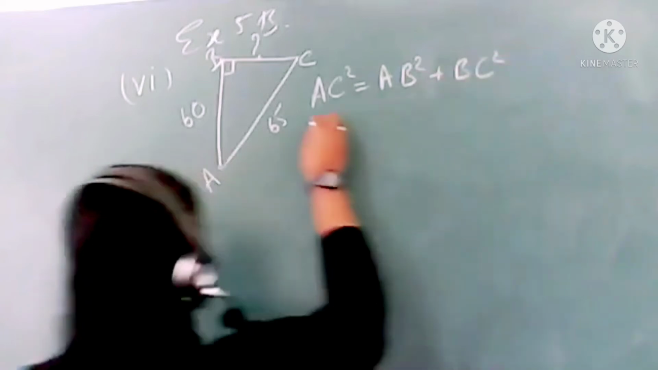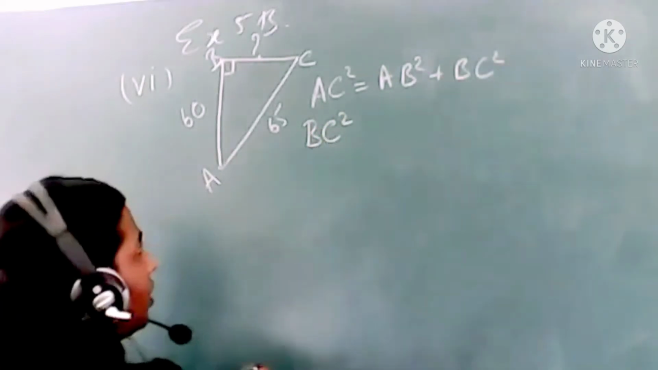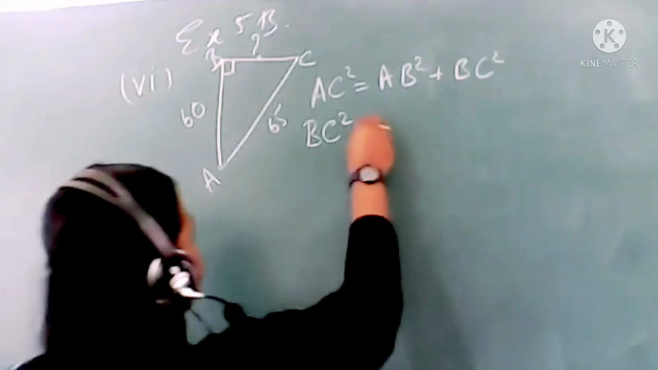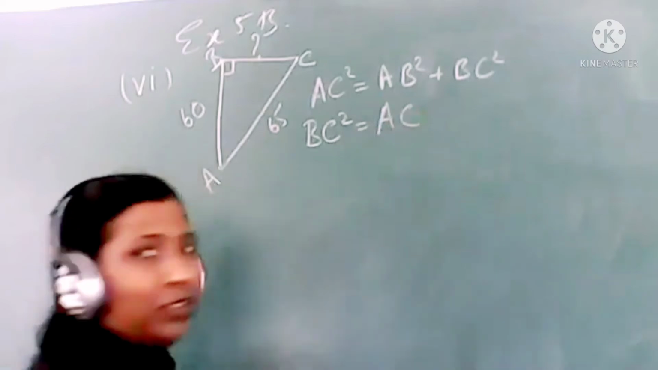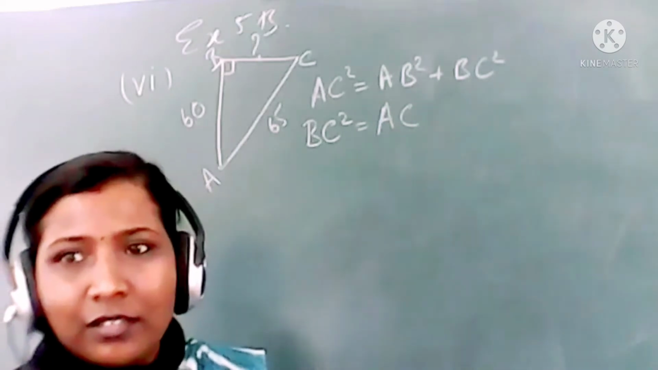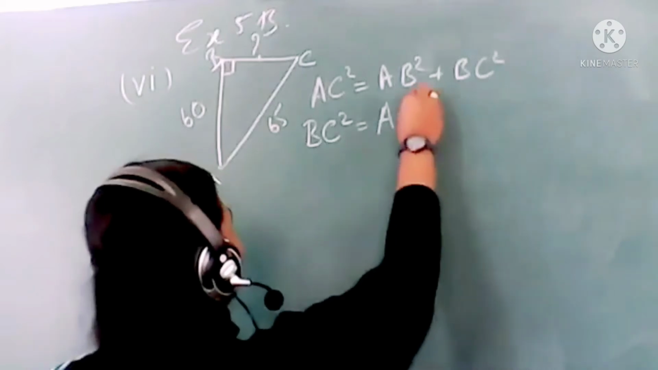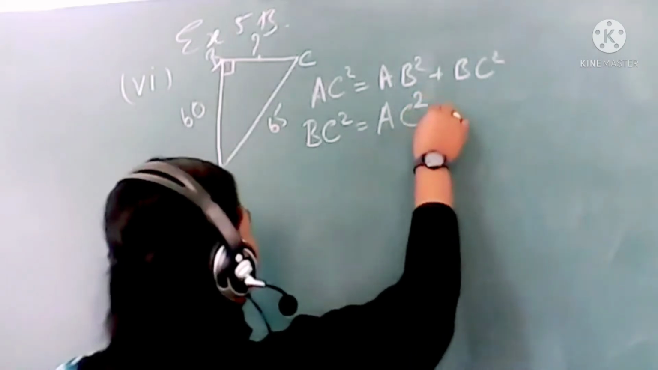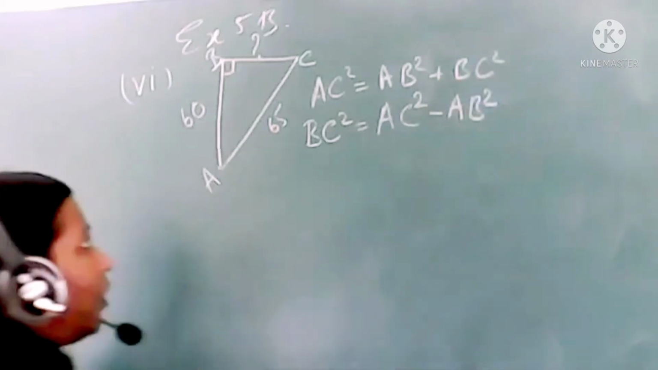Okay. Now rewrite it. BC square we have to find out. So BC square is equal to... Again, Vaibhav has gone, I think. No, ma'am. Tell then. Yes. BC square is equal to AC square minus AB square. Yes, correct.